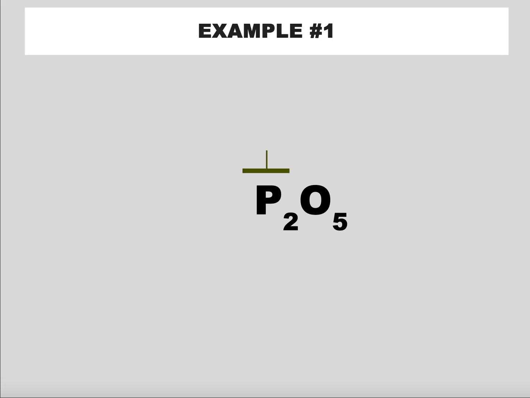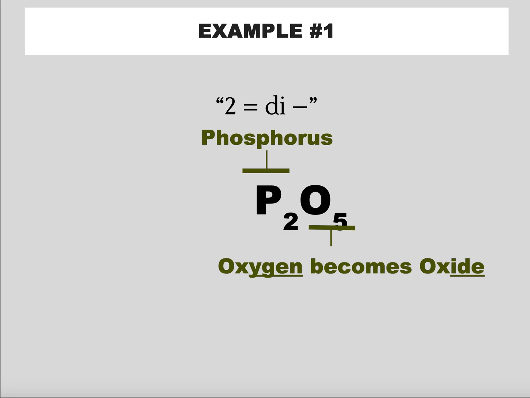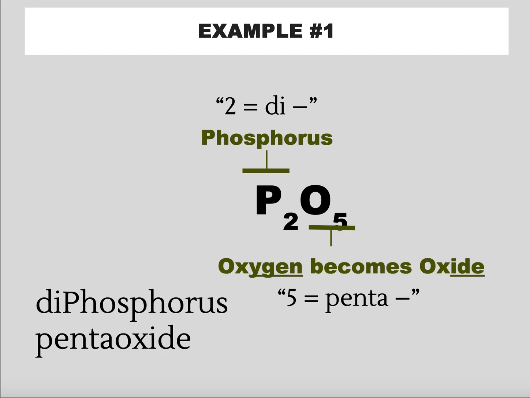So if I look at this, I want to name this compound. It's P2O5. So the question is, what's P? Look on the periodic table. P is phosphorus. There's two of them. What is the prefix for 2? Which would be di. Next is O5. O is oxygen. Because it's the second element, I change it to oxide. And there's 5 of them. So what's the prefix for 5? Penta. And put it together, that's the name of the compound. Diphosphorus pentaoxide.